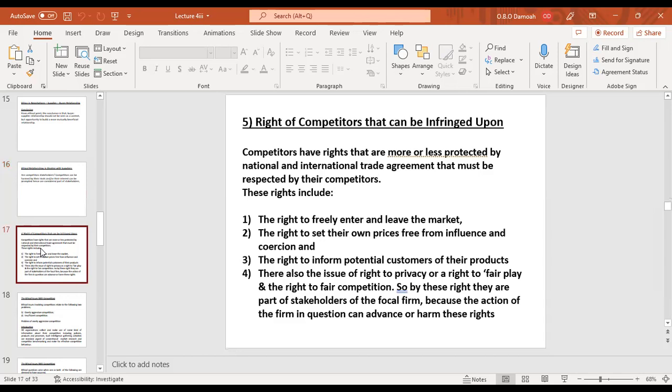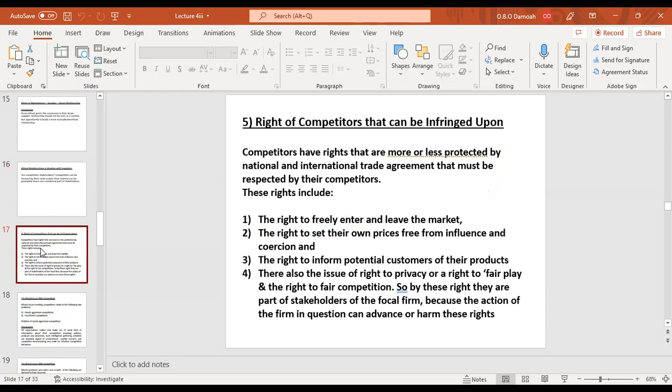So look, these are competitors' rights. I can ask you this in the exam. People have the right to enter the market and leave. Competitors have the right to set their own prices. Competitors have the right to inform customers of their product, which means that we can come to the market and say, man, I sell good A, I sell good B. I want to announce and educate people about it.